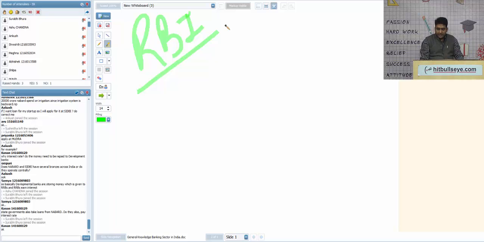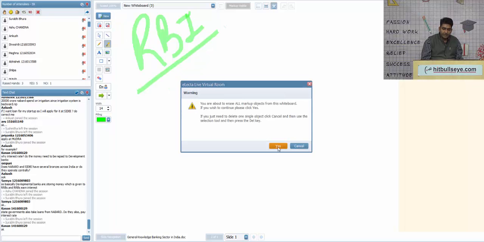Alright, so the next topic is RBI and the functioning of RBI. We all know that RBI is a central bank, so it needs to perform all the important functions. One by one we will discuss the functions of RBI. We'll first write them down and then go through them in series.